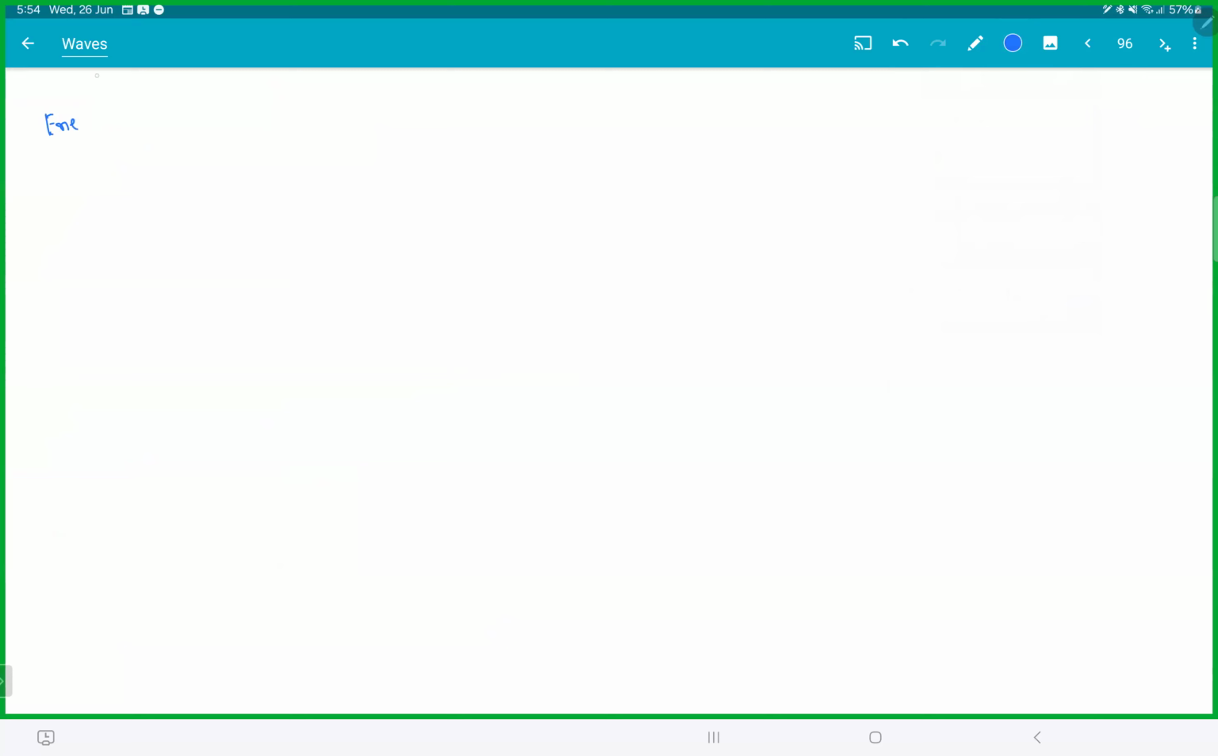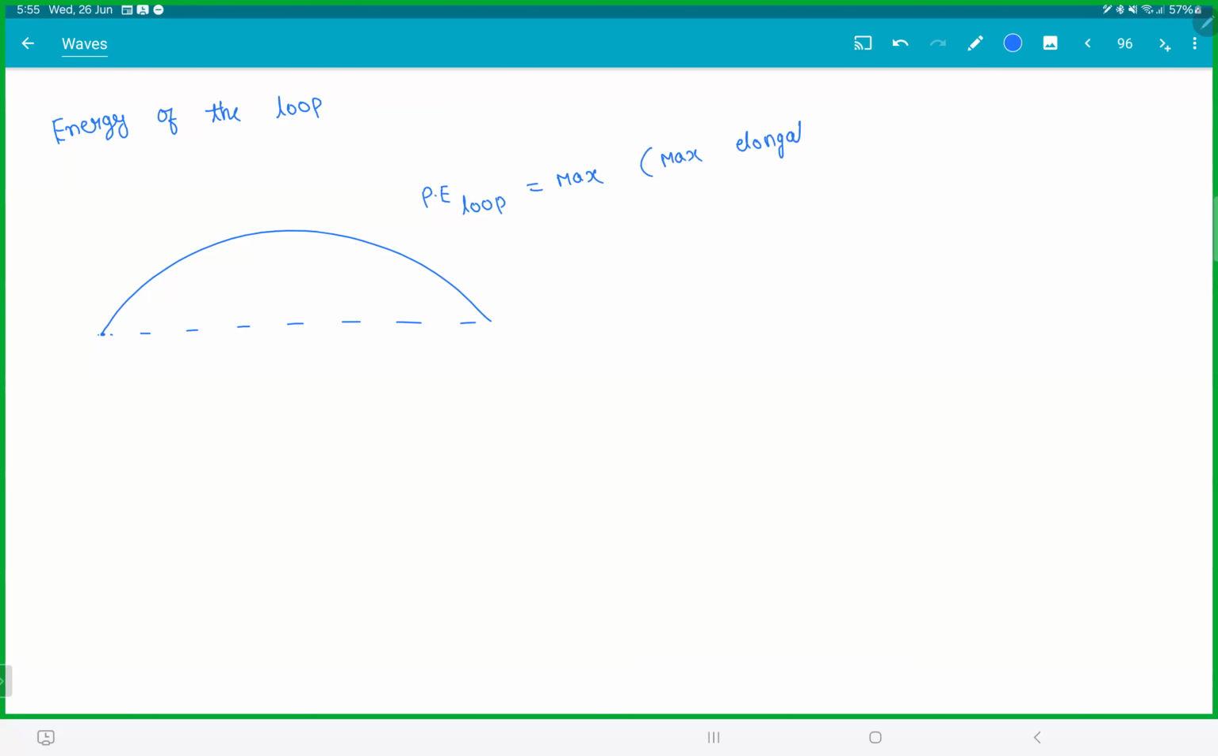If you take the energy of the loop, this is what you'll notice. The potential energy of the loop, taking the full loop, is maximum. Why? It is maximally elongated. When you take the full rope compared to its initial length, it is at maximum elongation. The kinetic energy of the loop is zero. Why? All points are at the extreme position.